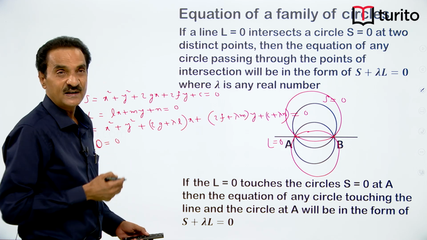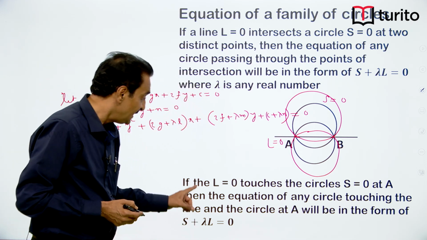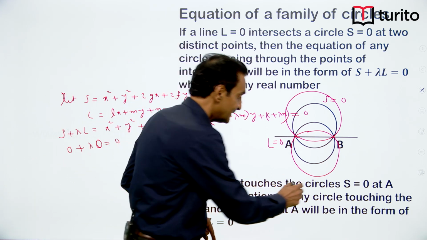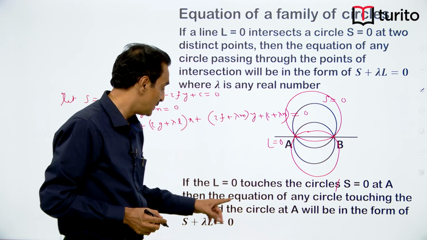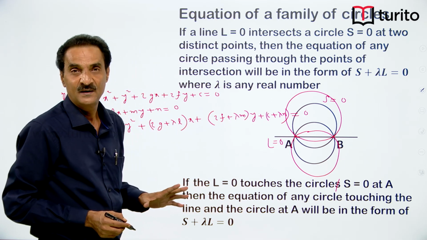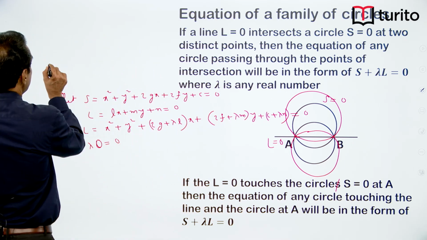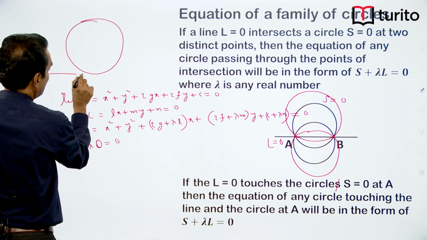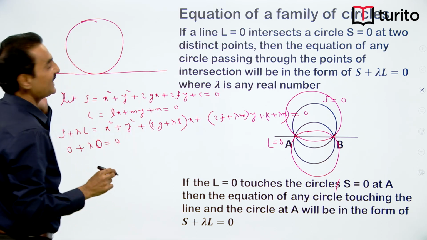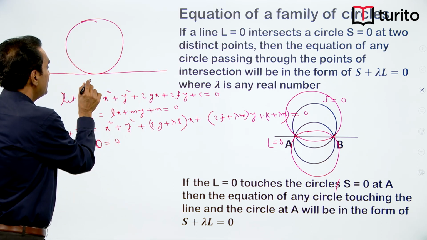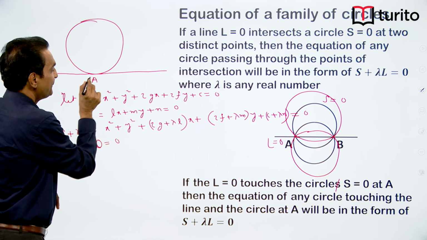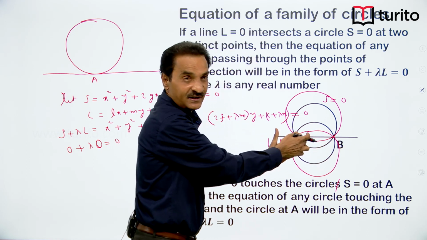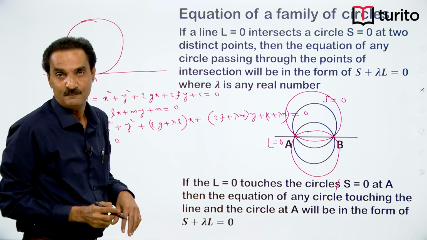Now, let us take another situation. If the line L is equal to 0 touches the circle S is equal to 0 at point A, that means, suppose this is the circle, this is the line. The line touches the circle at A. That means we can assume that when A and B coincide in this figure, it becomes this diagram.